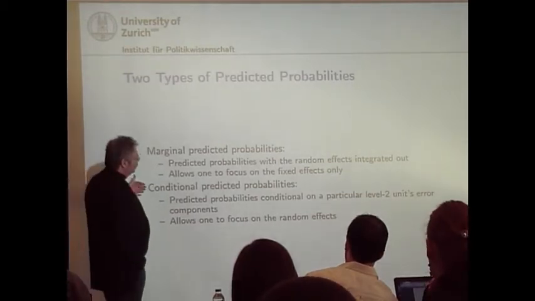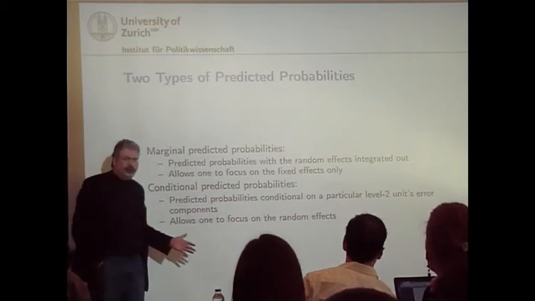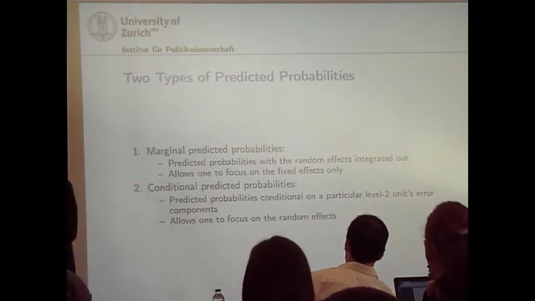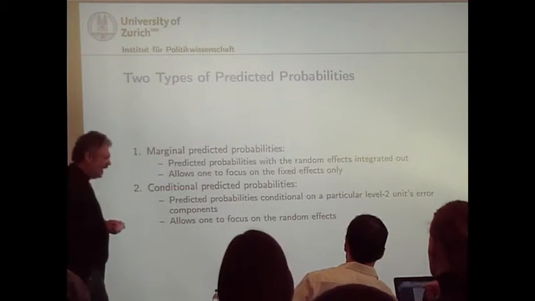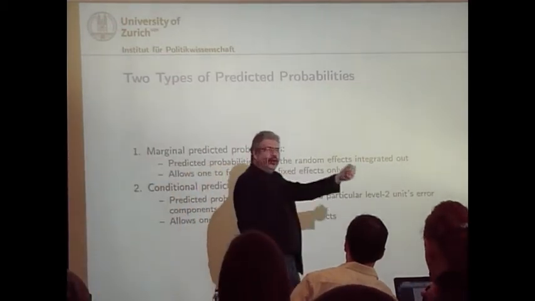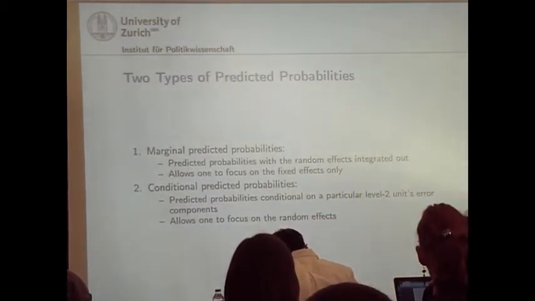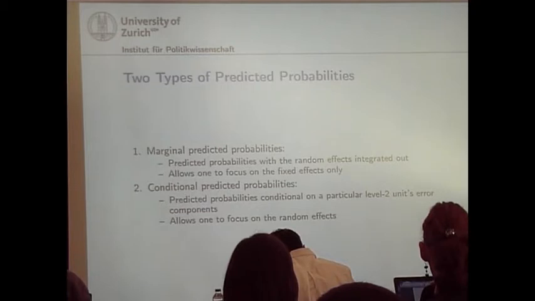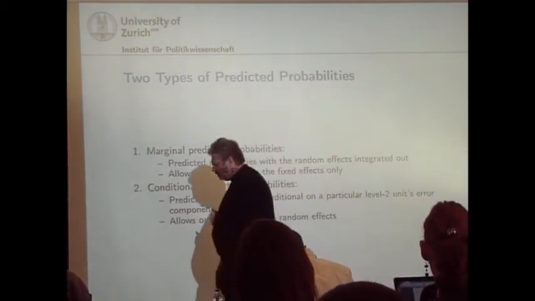Then there are conditional predicted probabilities, which actually allow you to focus on random effects. And so you're not integrating out the random effects because you want to explicitly consider them. And why we call these conditional is, in a sense, you're saying, well, given a particular value of the random effect, what is the predicted probability of voting for Labour? That's why we call it conditional.